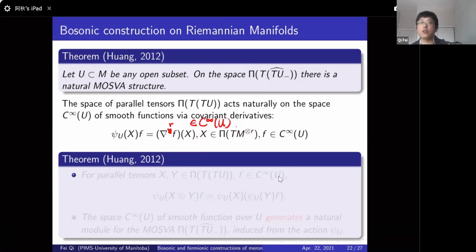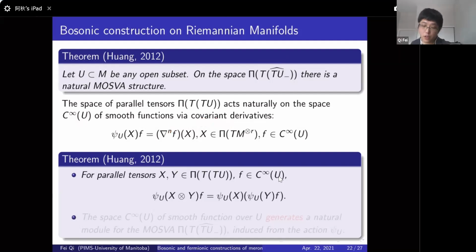In general, this action is not very well behaved, but Huang showed that if you restrict to parallel tensors, then the action of x tensor y is precisely the same as the composition of the actions of x and y. That basically tells me that this space of smooth functions will form a representation for this algebra, where the algebra is defined using the tensors. So that's the first result by Huang.